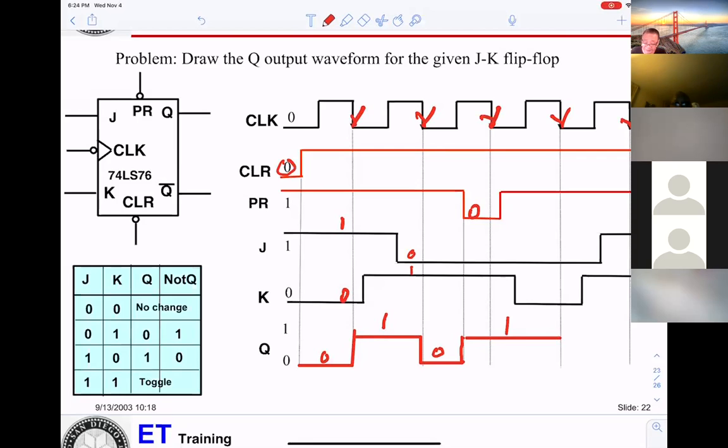And in the next transition, J equals 0, K equals 0. Look into the truth table. There will be no change. That means it was 1, now it still will be 1 until the next transition.